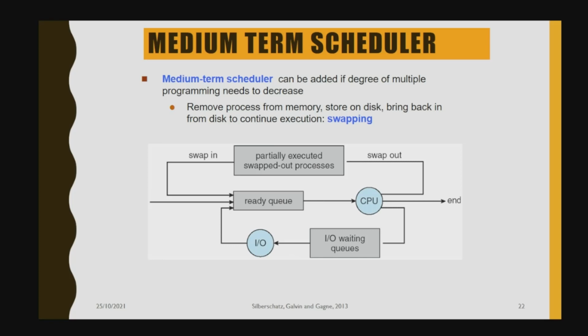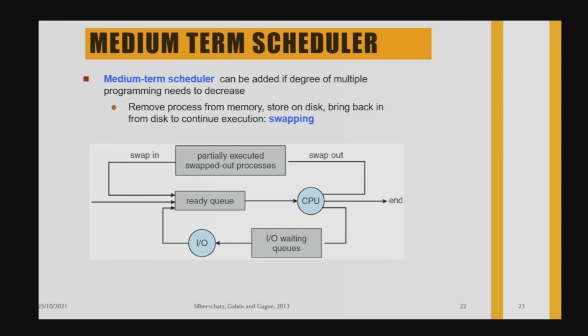So it removes the process from the memory, stores it on the disk, and brings it back from the disk to continue the execution. We call this swapping. I mean the process already went into the memory, and because we want to decrease the multi-programming, it needs to be removed. After swap out, it waits for swap in again, and then it will continue with the execution. So this is the medium-term scheduler.